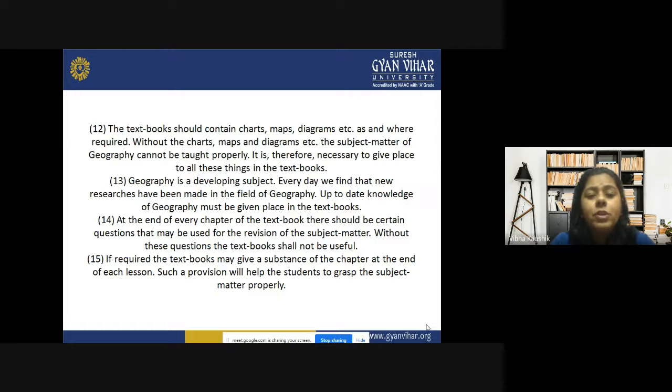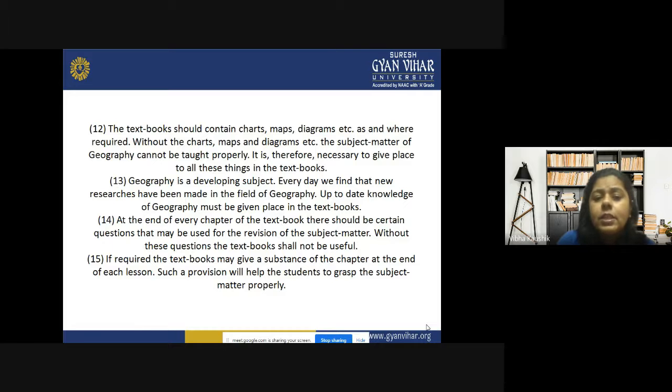The textbook should contain charts. It should have charts, maps, diagrams, etc., as and where required, means where there is the requirement of chart, maps, and diagram, the textbook should contain them. Without the chart, map, and diagram, etc., the subject matter of geography cannot be taught properly.